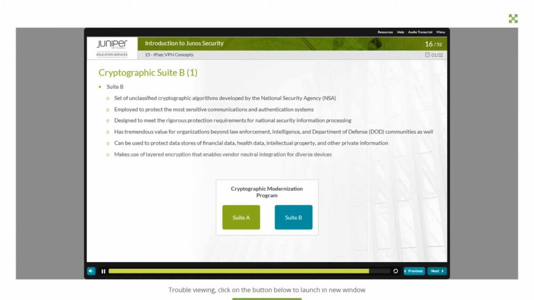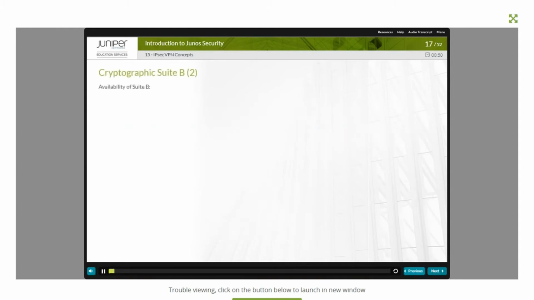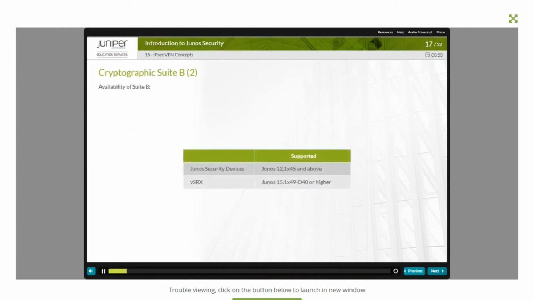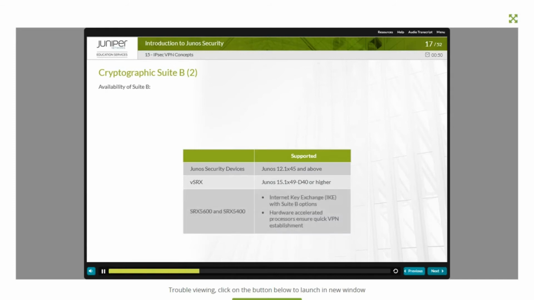Suite B makes use of layered encryption that enables vendor-neutral integration for diverse devices. Suite B is available for Junos security devices running Junos 12.1x45 and above. Junos 15.1x49D40 or higher is needed on the VSRX. It is fully supported on SRX 5600 and SRX 5400 devices.